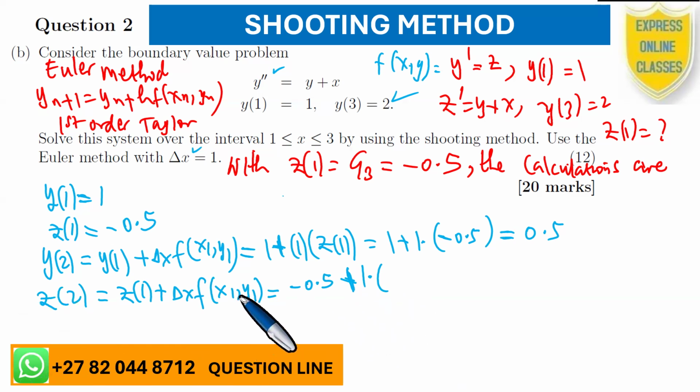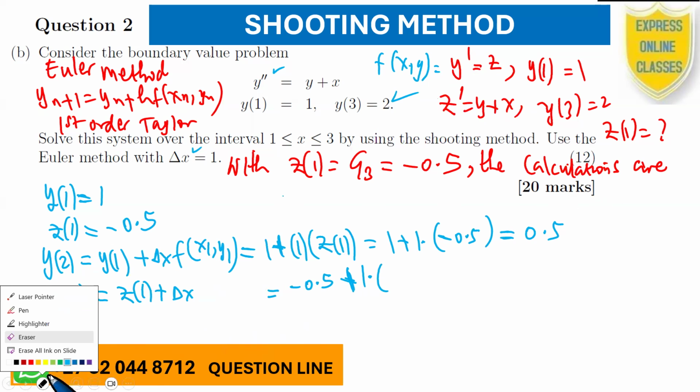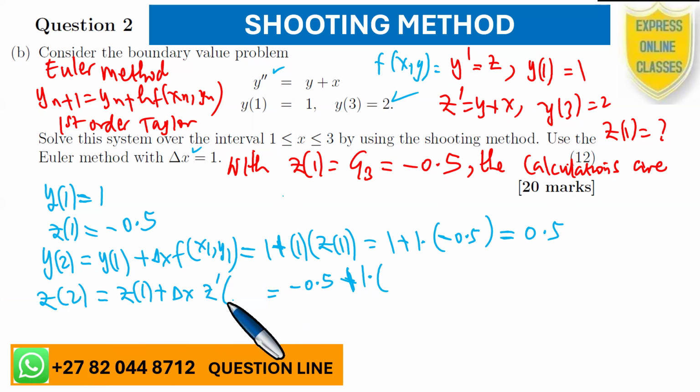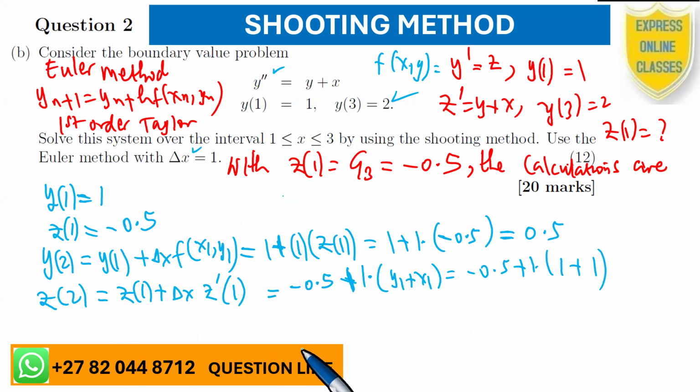What I'm saying is, in other words, y is going to have y prime is f, and z is going to have z prime. That's what we're saying here. So what is z prime at 1? Z prime at 1 is going to be y1 plus x1, minus 0.5 plus 1 times. What is y1? These modules are just computations. So there's y1, x1, and x1 is exactly 1. Y1 is also 1. It's 2 minus 0.5, which is 1.5.